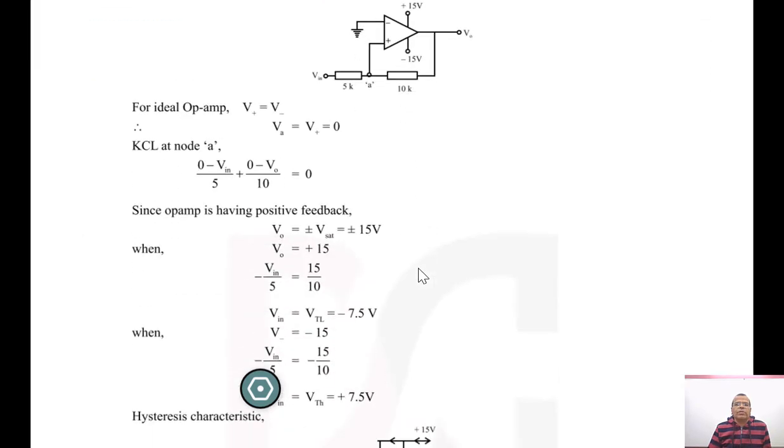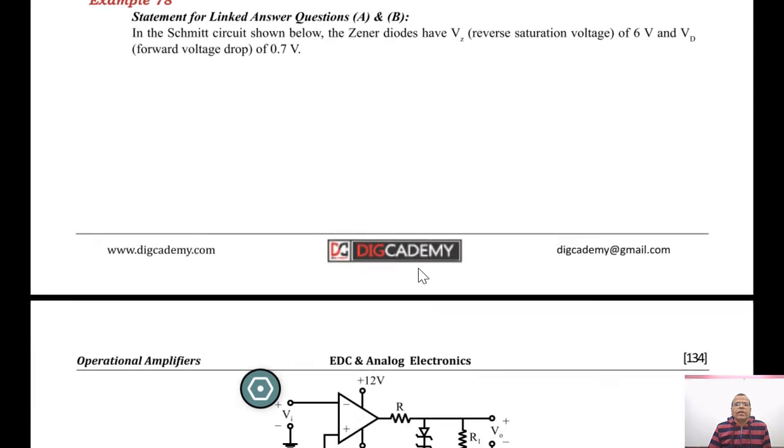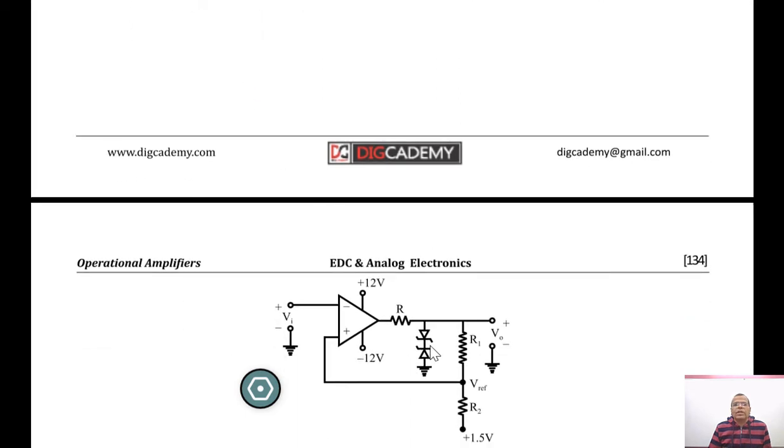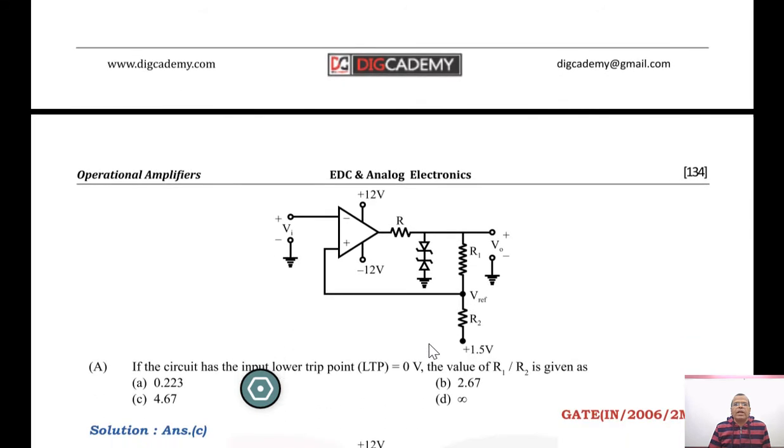So that was a simple question. Now let us see another question. In the Schmitt trigger shown in the figure, Zener diodes have reverse saturation voltage Vz of 6 volt and Vd is 0.7 volt, right? So in this case, basically let us analyze the circuit first.